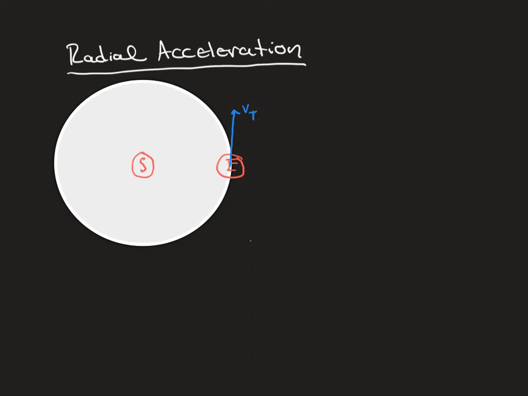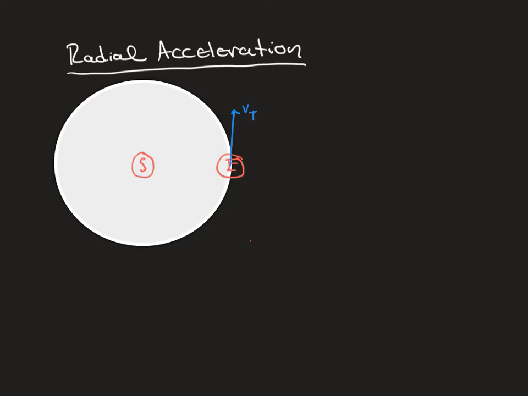In this section, we are going to learn about radial acceleration. So I have drawn here the Sun and the Earth orbiting around the Sun. The Earth is going to follow this circular path around the Sun. Now the Earth has some tangential velocity, and if the Sun were to disappear, the Earth would travel in a straight line.